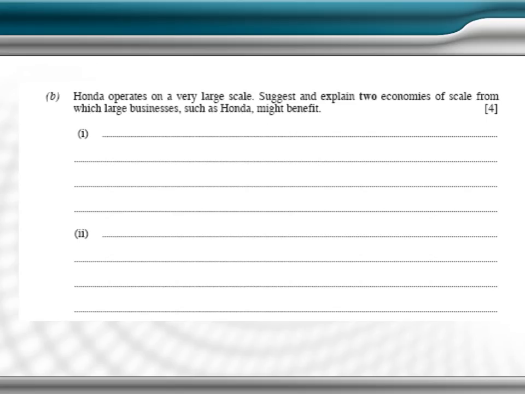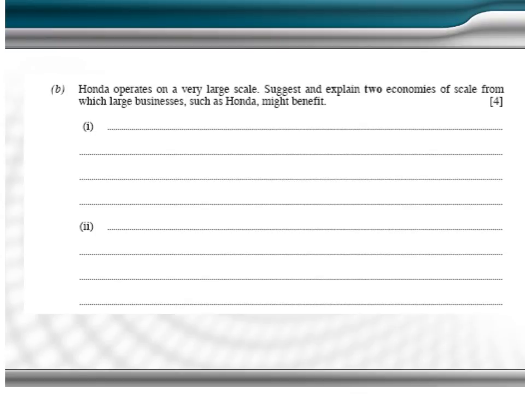Just very quickly, this is an example of an economies of scale question. It says, suggest and explain 2 economies of scale from which large businesses such as Honda might benefit. Now, the key thing is you've got to pick ones that you're happy with. So if I was to say financial, I'd get 1 mark for saying financial.